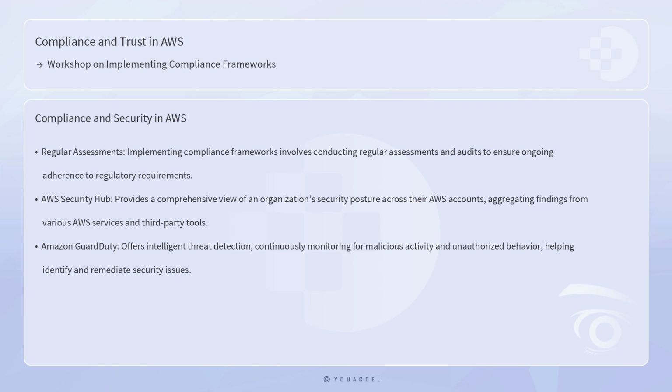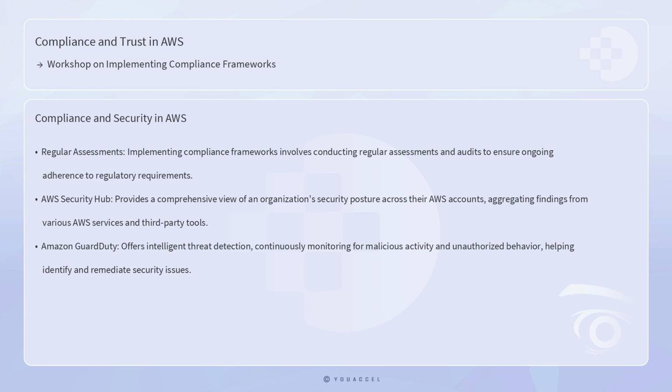Implementing compliance frameworks also involves conducting regular assessments and audits to ensure ongoing adherence to regulatory requirements. AWS offers several services to facilitate this process, including AWS Security Hub and Amazon GuardDuty. AWS Security Hub provides a comprehensive view of an organization's security posture across their AWS accounts, aggregating findings from various AWS services and third-party tools. Amazon GuardDuty offers intelligent threat detection, continuously monitoring for malicious activity and unauthorized behavior. Together, these services help organizations identify and remediate security issues, ensuring that they remain compliant with regulations such as GDPR and PCI DSS.